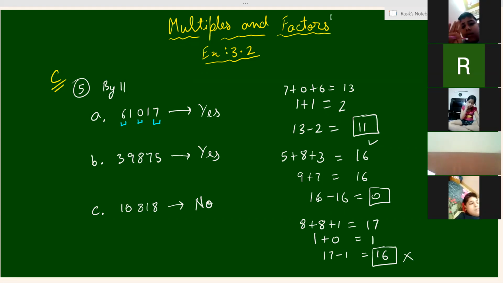What do you have to do in question D? Check the following using the rules of divisibility. Is 26 divisible by 2? You have to write the answer in the book only. Is 26 divisible by 2? Write your answer yes or no in the book. Okay. Tell me, is 26 divisible by 2 or not?